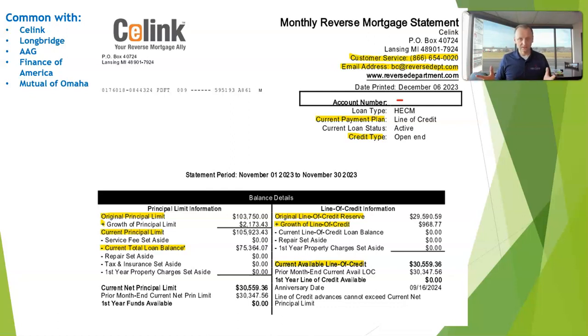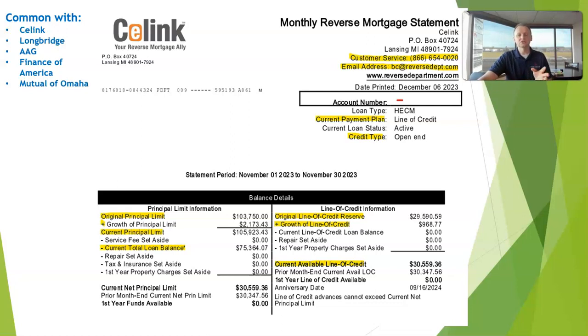Now, the beauty of this is that with reverse mortgages, if you have a growth line of credit, that money just sits in there and waits for you to access it. And so going down the rest of these lines, again, right here you'll see the servicing set aside. You'll see a repair set aside if you have one, tax and insurance set aside, and then your current net principal limit. So let's jump over to the right box and bring all of this together.